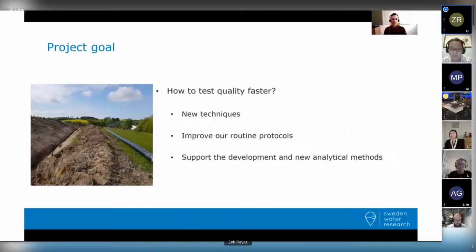In order for us to maximize this potential, we need to support the discussion and development of new analytical methods and practices in the industry in a wider context.